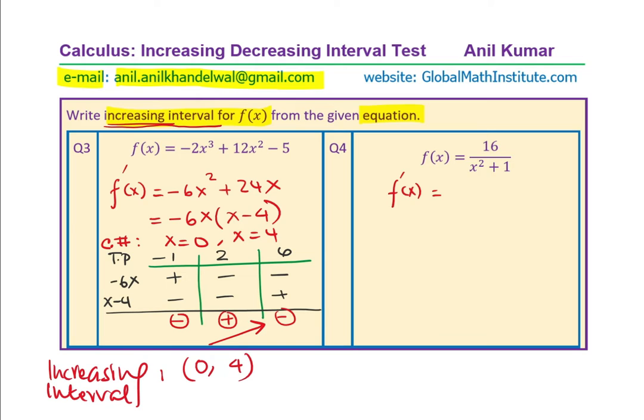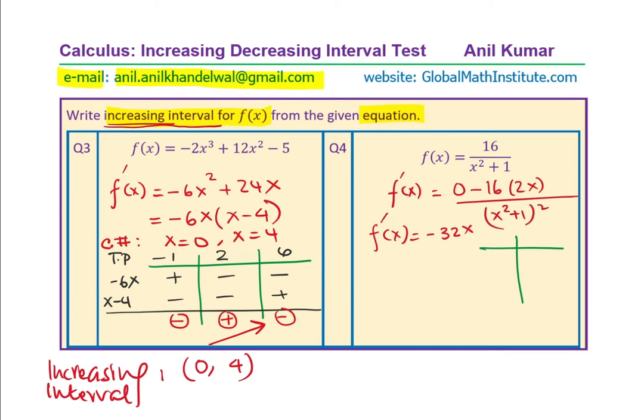Perfect. Similarly, you can differentiate the second function also to get the answer. Denominator will be x squared plus 1 whole square. Numerator 16, derivative is 0, and then minus 16 times derivative of denominator, which is 2x. So we get this derivative as equal to negative 32x, right? So one critical number, and that too at x equals 0, right? So we can analyze this.